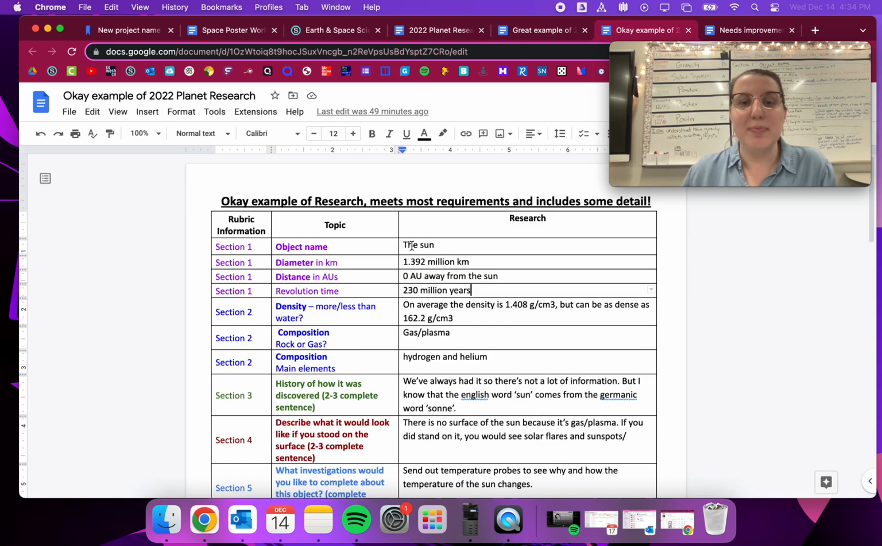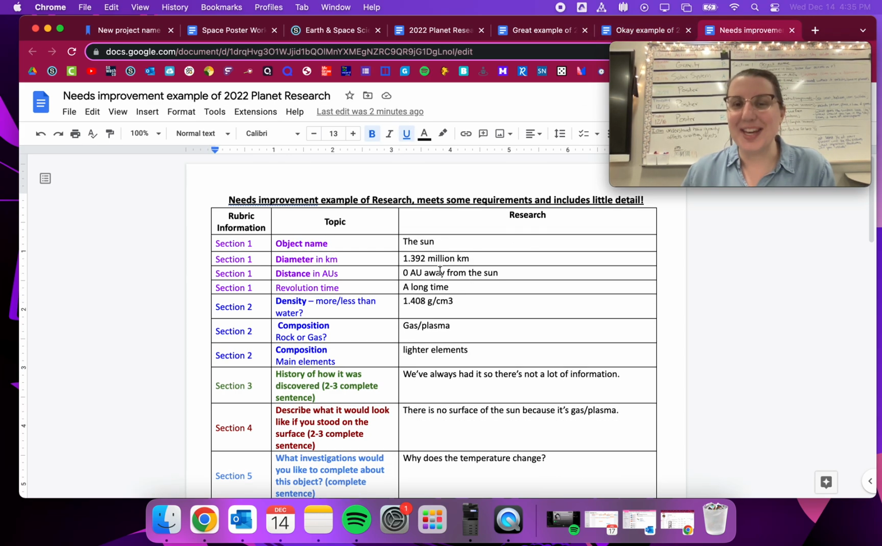For an okay example, I had the exact same thing for the first 3, and I just took out that detail in revolution time because there was some special information. And then for needs improvement, I have the same first 3 because those are pretty self-explanatory. But then for revolution time, I just say a long time. Clearly that needs improvement because that does not give me any sort of specifics.